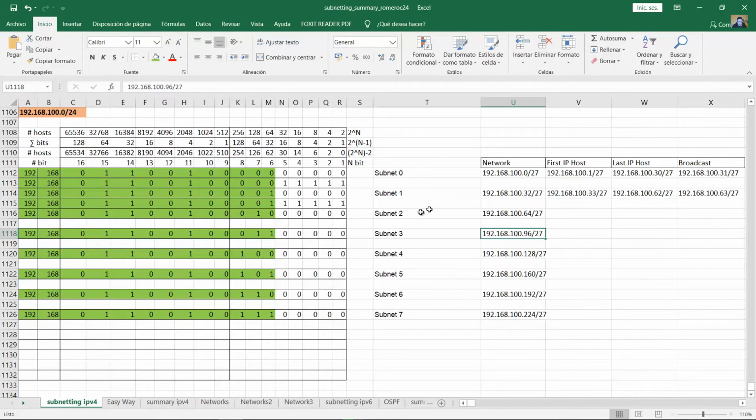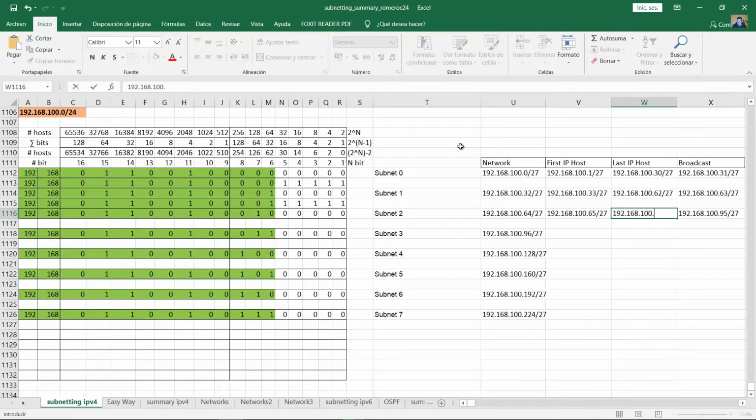And the broadcast of subnet 2 is one IP address before the network of subnet 3. So if subnet 3 is 96, the broadcast of subnet 2 is 95. 192.168.195.27. The first IP host is 65 and the last IP host is 94.